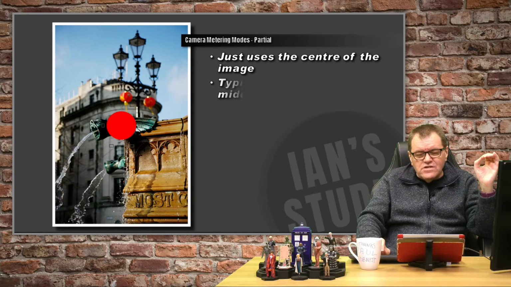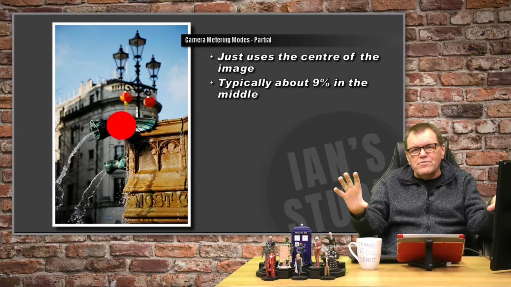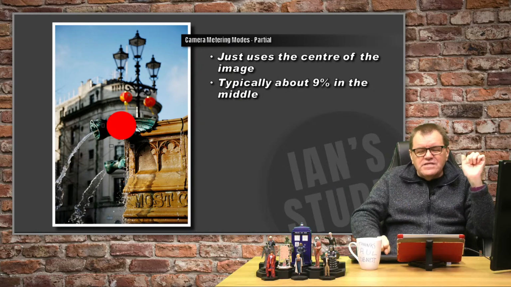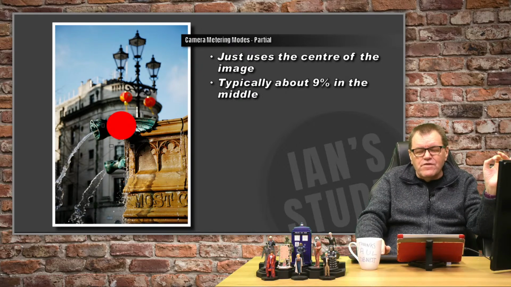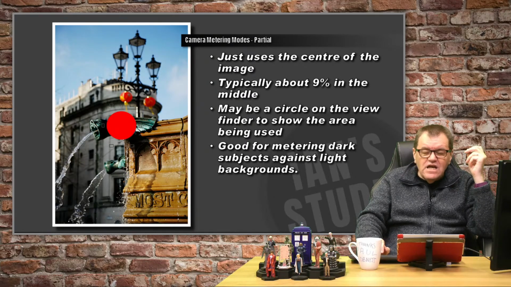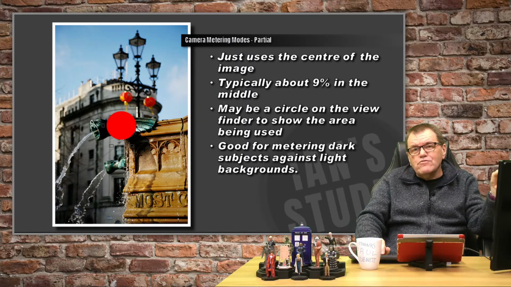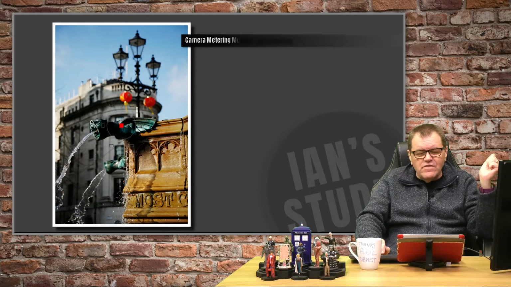So it's just using the center of the image rather than center weighted, which is using the whole image but giving a priority to the center. This typically only measures that 9% in the middle of the image. And you may find this circle in your viewfinder which shows you the area that's being used. This is really good for metering a dark subject against a light background, but only if your subject is in the middle of the frame or you're going to lock your exposure and then recompose the image.